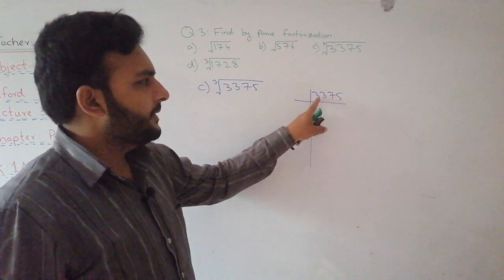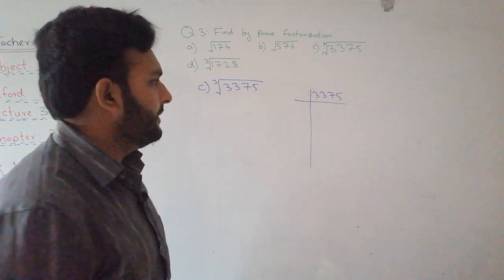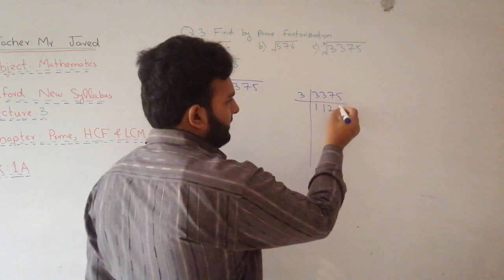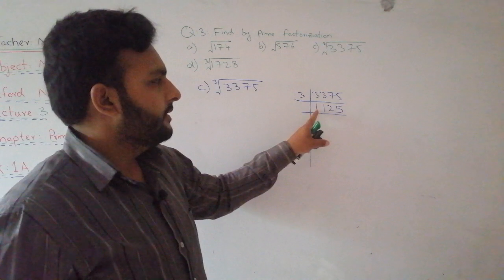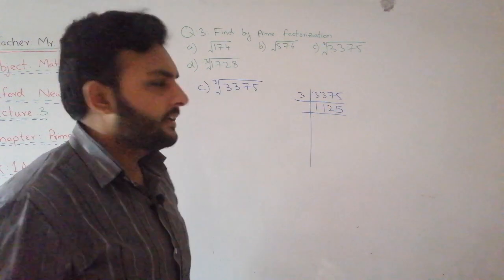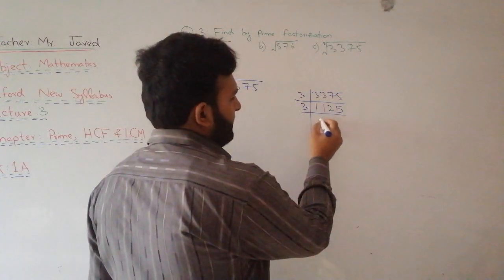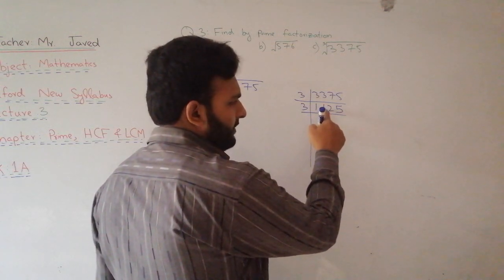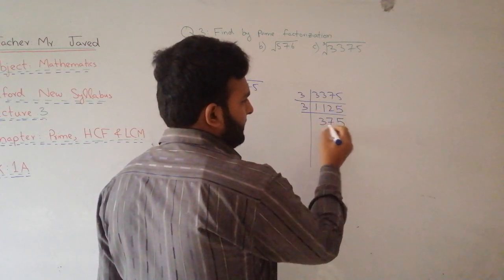We add them: 3 plus 3 is 6, plus 7 is 13, plus 5 is 18. So it is divisible by 3. So 3 times 1, 3 times 1, 3 times 2 is 6, 1 remains, 3 times 5 is 15. Again we check it for divisibility by 3. We add them: 2 plus 2 is 4, 4 plus 5 is 9. 9 is divisible by 3, so we can divide this number by 3. 3 times 9 is 27, so 2 and 2, 22 it becomes. 3 times 7 is 21, 1 remains here, 3 times 5 is 15.